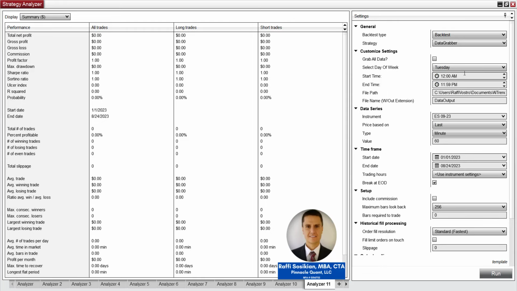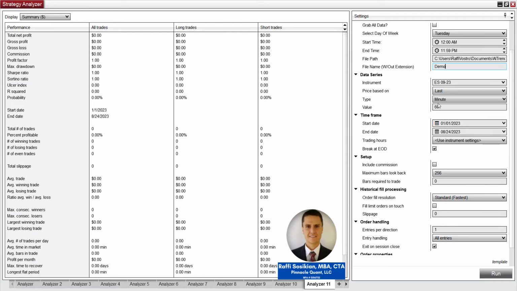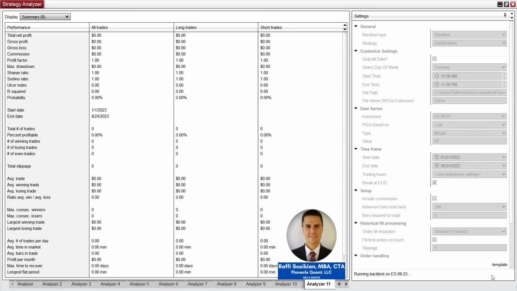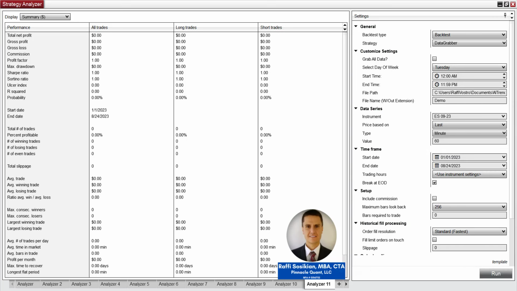So let's run it for Tuesday. Let's call it something like demo. Okay, and make sure that whenever you use Data Grabber, which comes with the suite of tools that I offer you, make sure that this is 60 minutes or else it won't work. Okay, guys, it needs to have 60 minutes. So let's run the data because we're training it on the hourly data.